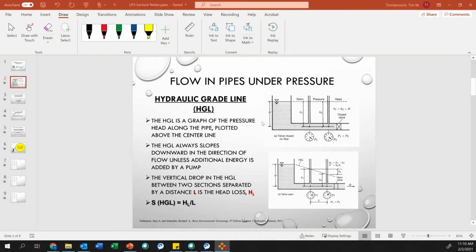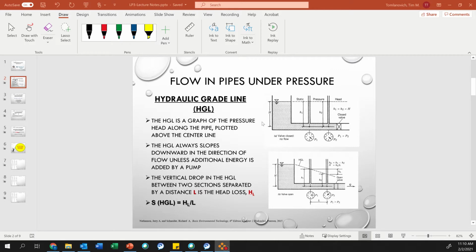Okay, let's talk about flowing pipes under pressure. There's something called a hydraulic grade line, HGL. The HGL is a graph of pressure head along the pipe plotted above the center line. The HGL always slopes downward in the direction of flow unless additional energy is added by a pump.